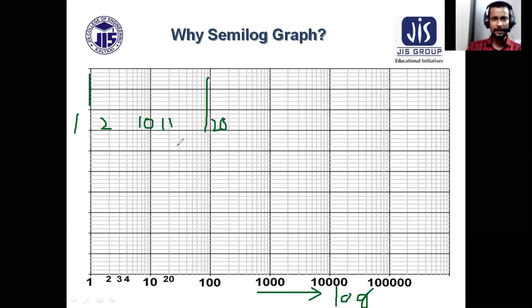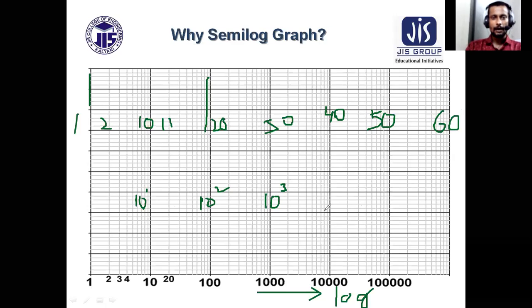So in millimeter graph paper, this is 20, this is 30, this is 40, this is 50, this is 60. But here, this is 1, this is 10 or 10 to the power 1. This is 10 to the power 2. This is 10 cube. Likewise.